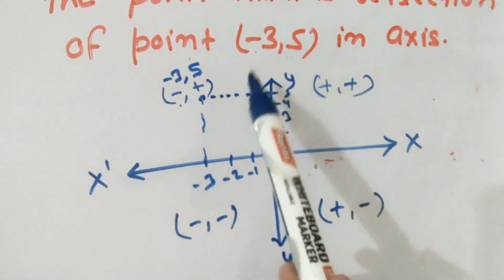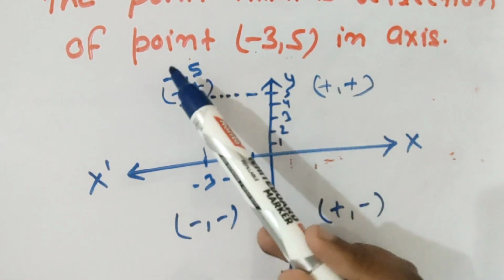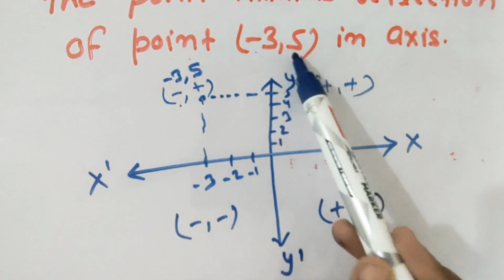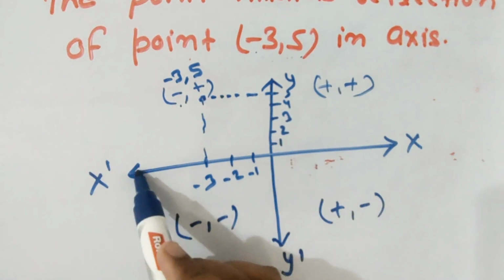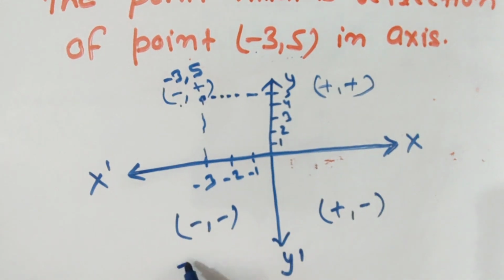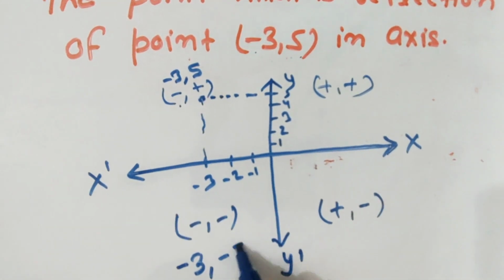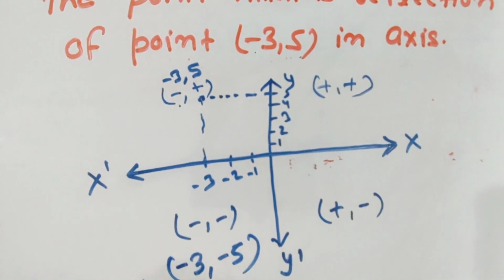Okay, then which reflection? Reflection means just image formation. The reflection of the point negative 3, 5. This is the x-axis. Then what is the reflection? The sign of y changes: negative comes, so the reflection is negative 5. What is the reflection for the x-axis? The reflection for the x-axis is negative 3 and negative 5.